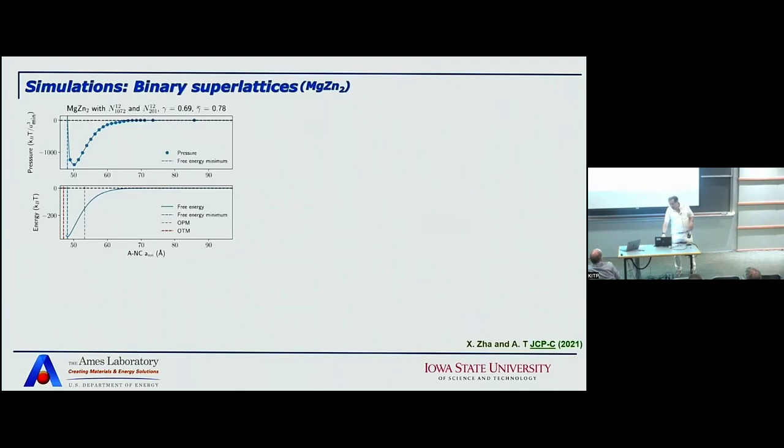Let me mention that we've done the same thing for binary superlattices. So basically we've put the system in a simulation box in a binary superlattice, we compute the free energy, and we compare that free energy to the free energy of single component systems in order to establish which one is the equilibrium phase, whether it is the binary or the phase separated single component. And the other thing that we can do is see what the minimum of the free energy is. So this is this curve here.